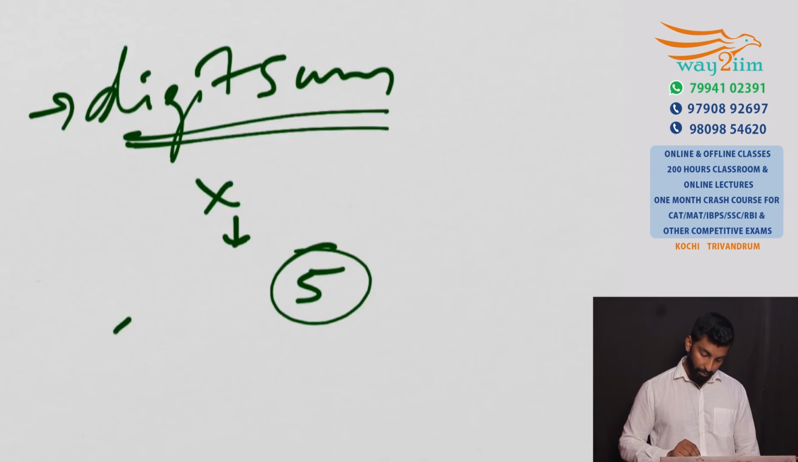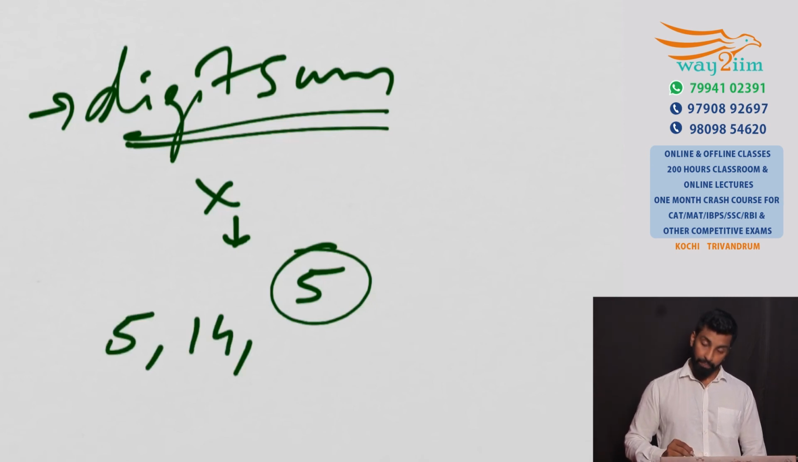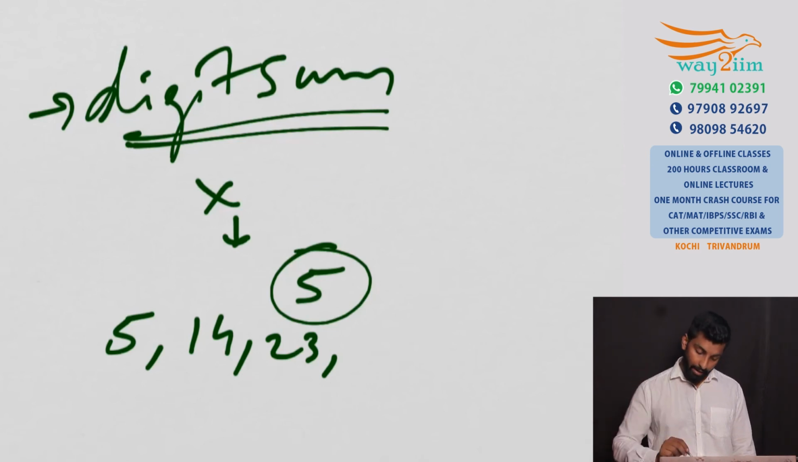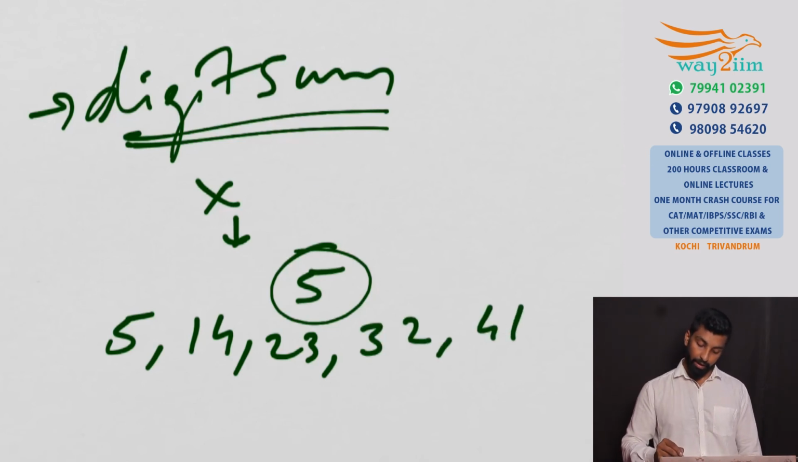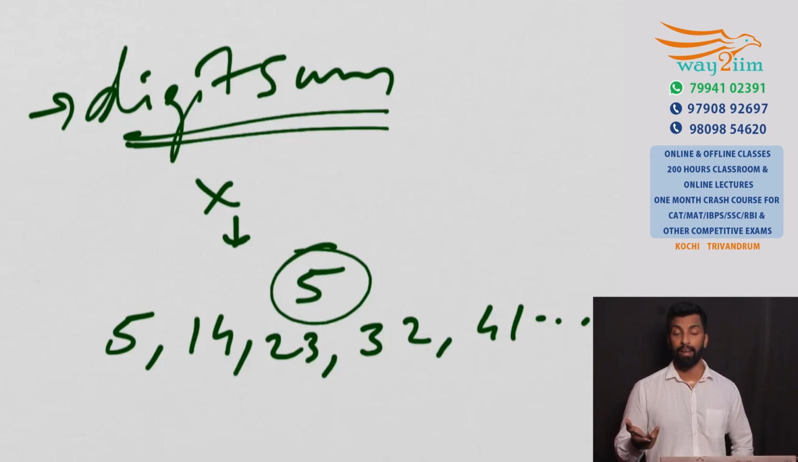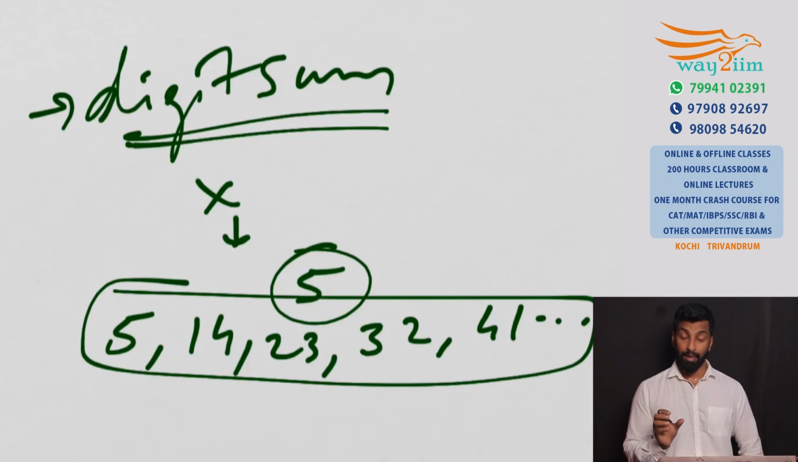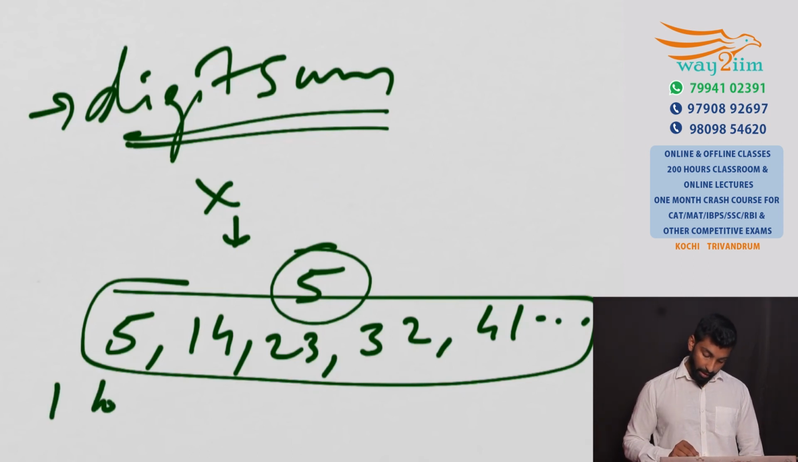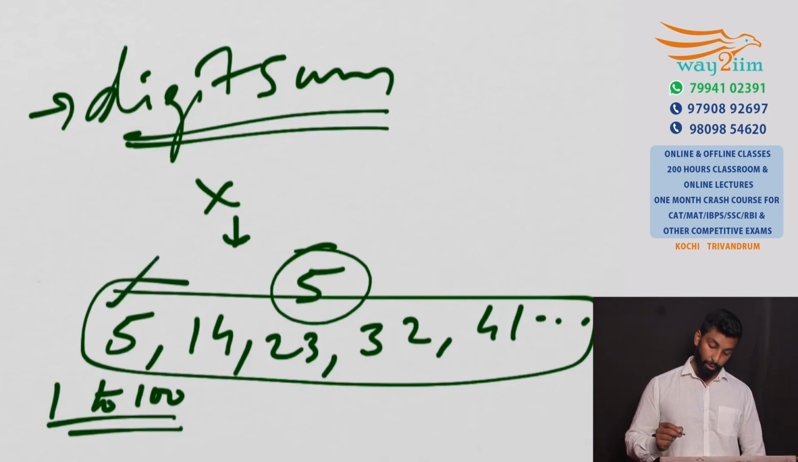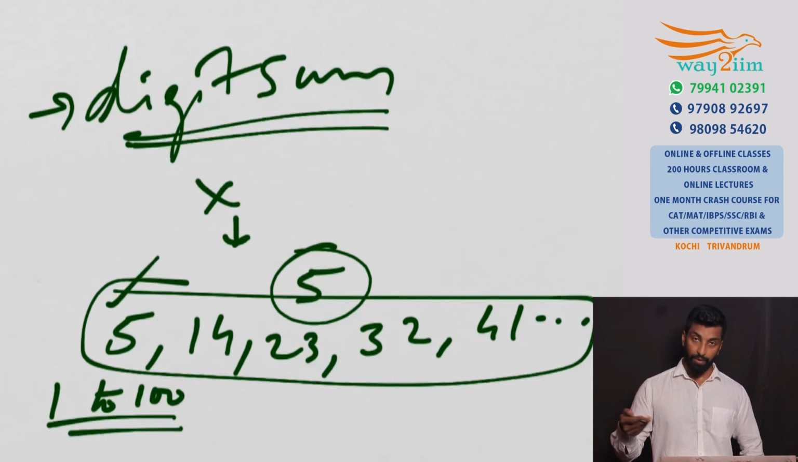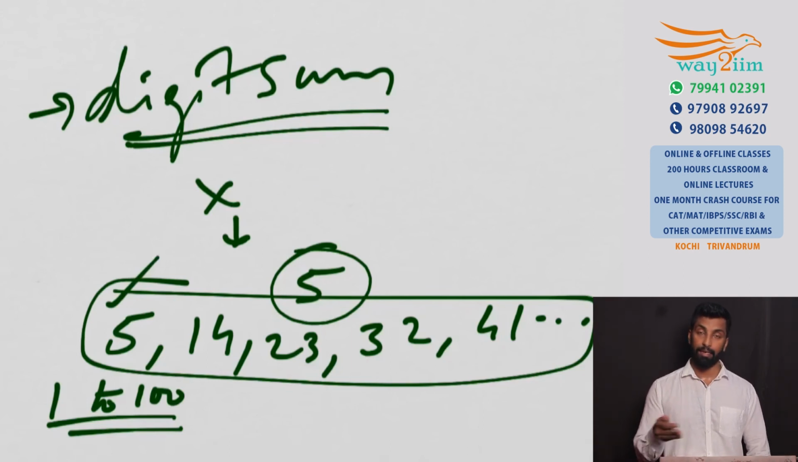So you'll start with 5. 5 is the first number, then 14, then 23, like that it will go. You keep on adding 9, then 32, then 41, etc. So this is basically an AP with a common difference of 9. They can ask you from 1 to 100 how many such terms are there. So you know the first term, you can find the last term also based on this, and you can get the number of terms.